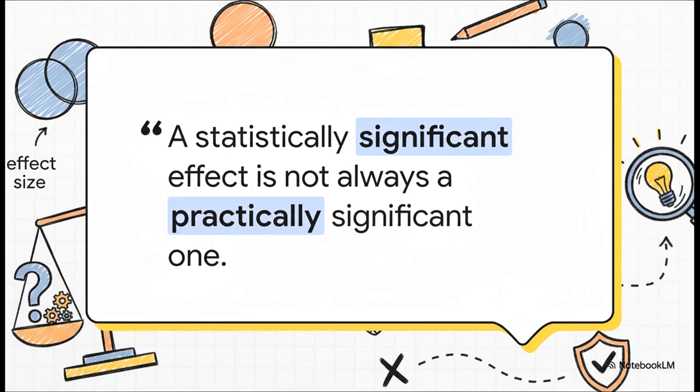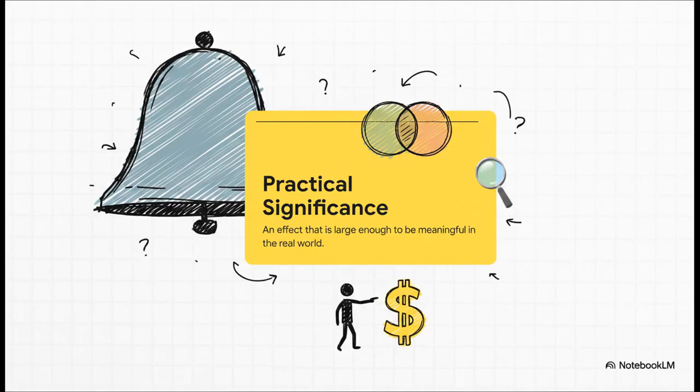Let me say that again. Just because your result is significant, which just means it's probably not random chance, that does not mean it actually matters in the real world. That's where this idea of practical significance comes in. It's the so what question.